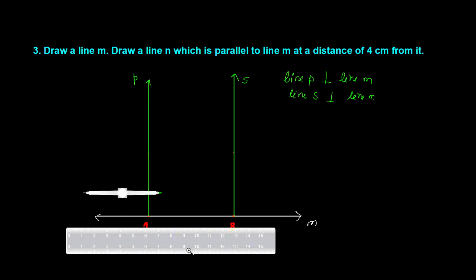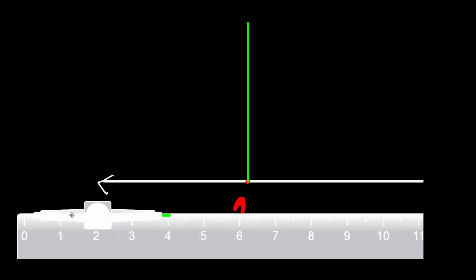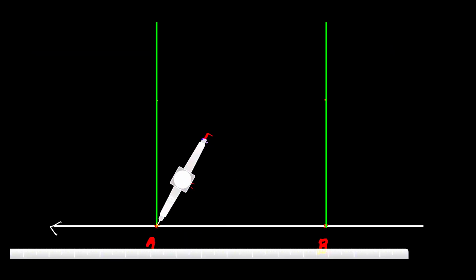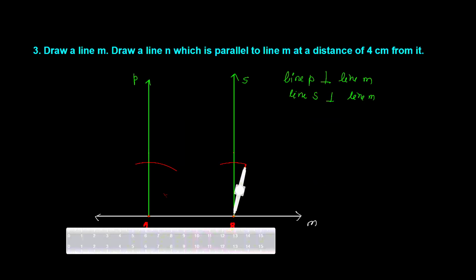Take 4 cm distance in the compass as shown here. Put the pointed tip of the compass on the 0 and the other tip on the 4 centimeter. Take A as a center and draw an arc on the line P. Then put the pointed tip on point B and draw another arc on line S as shown here. Then zoom out. We get the point of intersection. Then we give the name. This one is point C and this one is point D.